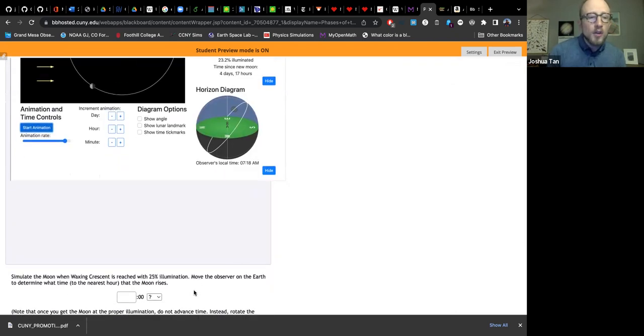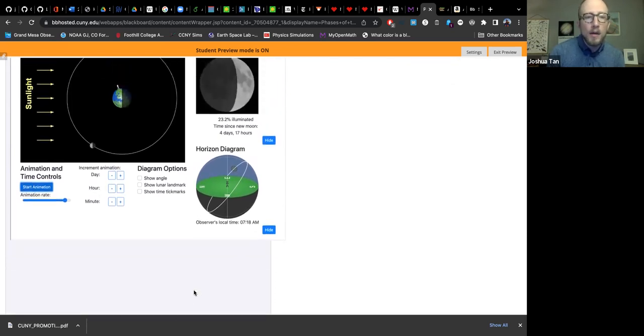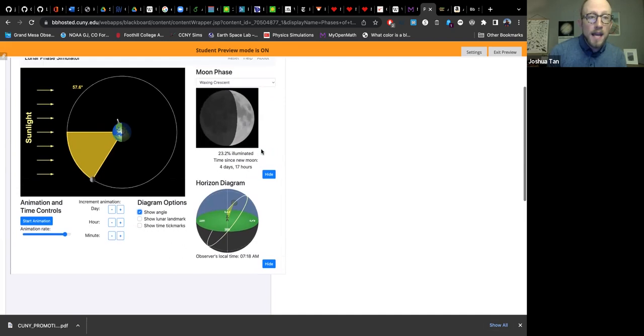It says, move the observer on the Earth to determine what time to the nearest hour that the moon rises. Well, how do I know when the moon is rising? Well, I could use an angle. And the angle that the moon has to make between me and when it's rising is 90 degrees, right? So right now, the angle is 57 degrees. And is the moon rising or is it setting? That's something I would have to figure out. Well, the moon is rising when it's in the east. And so it's below the horizon. So it hasn't risen yet. I'm going to have to move forward in time a bit in order for it to rise. And soon it will be rising. Okay, it's rising fairly soon.